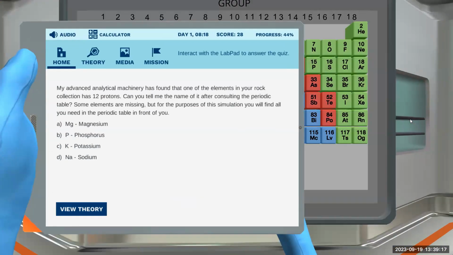My advanced analytical machinery has found that one of the elements in your rock collection has 12 protons. Can you tell me the name of it after consulting the periodic table? Some elements are missing, but for the purposes of this simulation, you will find all you need in the periodic table in front of you. Option A, magnesium. Option B, P, phosphorus. Option C, potassium. Option D, sodium.